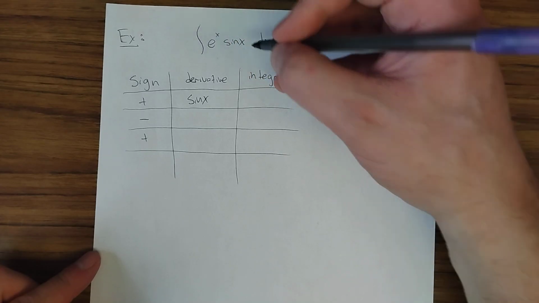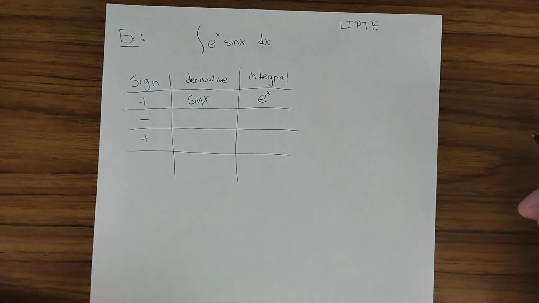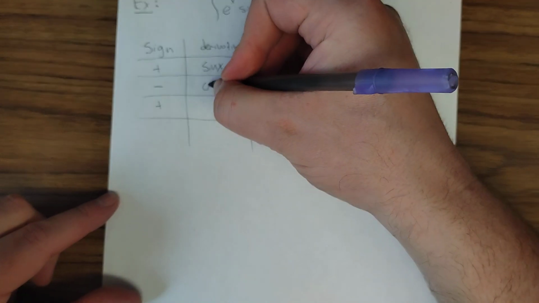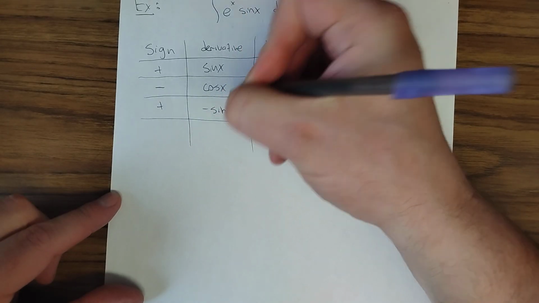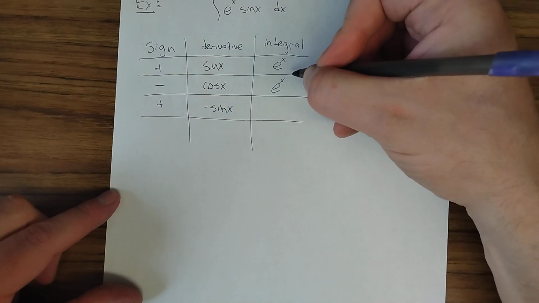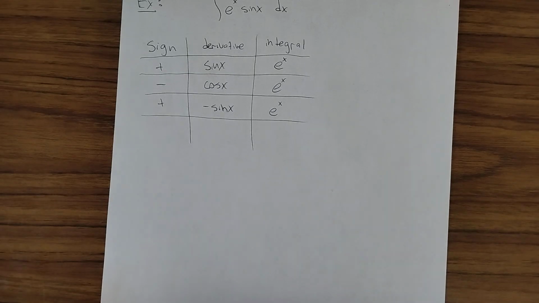This is going to be the rest, so that's basically my e to the x, and so here I go. I keep doing derivatives, so cosine x, negative sine x. And here I keep doing integrals, so it's going to look like I'm not doing anything, but I swear I'm doing integrals.